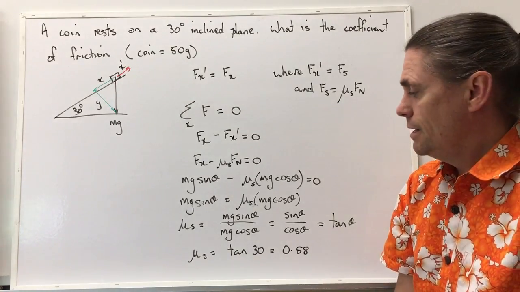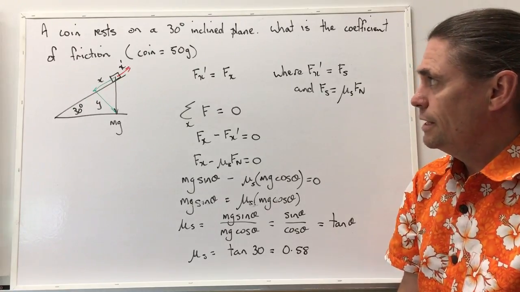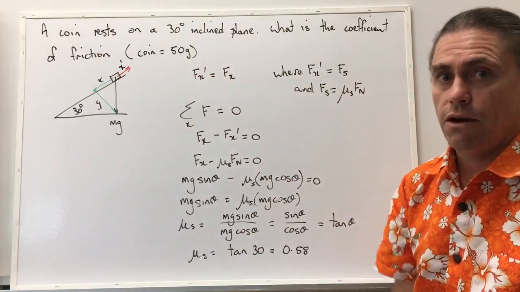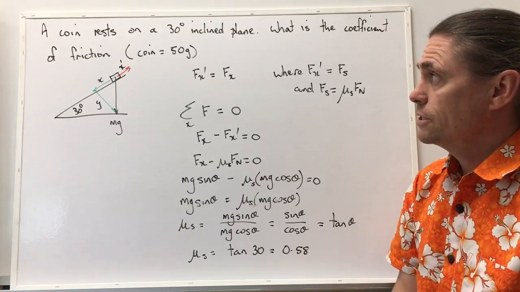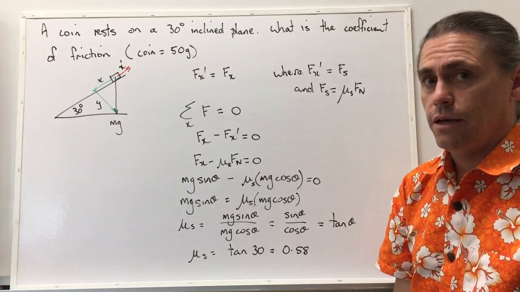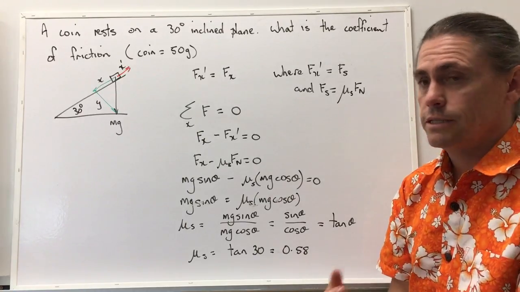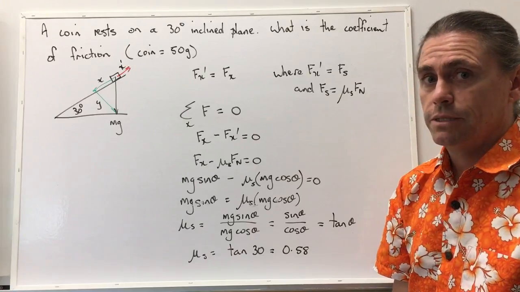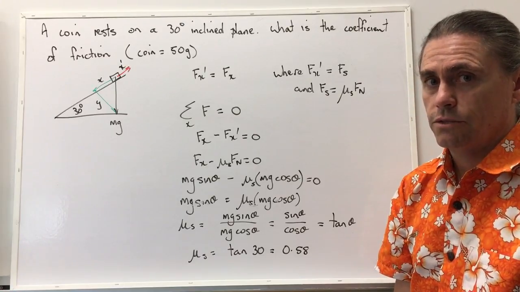Something to note, this static coefficient of friction is independent of our initial mass. So we don't actually need to know the mass of the coin. Any object that sits on there will have the same static coefficient of friction, and that's what we'd expect.